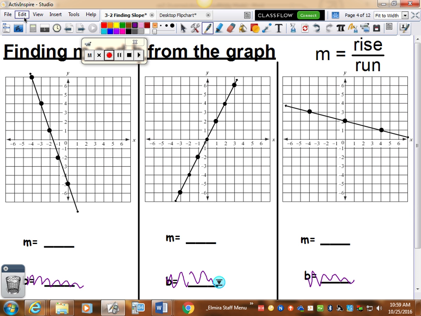Alright, so first of all, I can look at the pictures and determine whether they're positive or negative. If I start on the left-hand side of the graph and work my way across, I see that the graph is going down. So that would be a negative slope. I'll put a negative sign. We'll come back to this one.